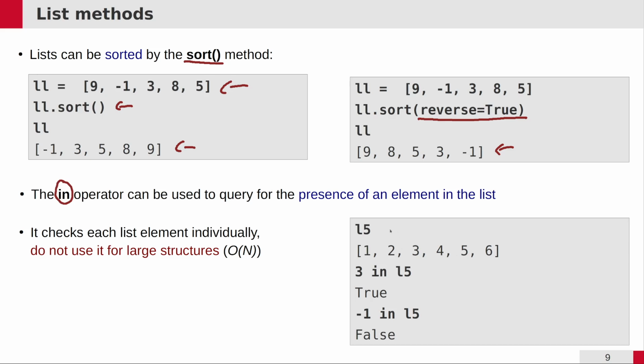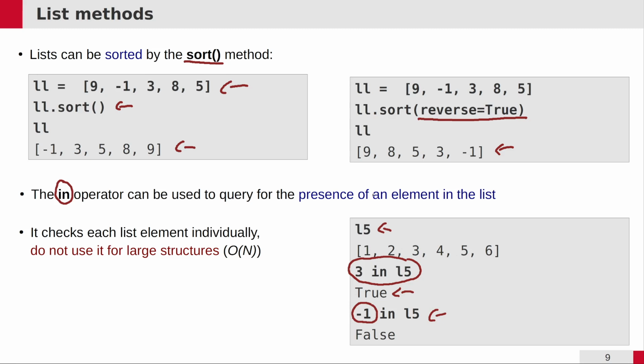So the in operator. Let's assume we have this list L5, and now we are just checking whether the element 3 is contained in the list. So we are saying 3 in L5, and you see that we get a logical True from Python, because the integer 3 is present in the list. If you are querying for some other element which is not present in the list, for example here -1, then you see that we obtain the answer False.